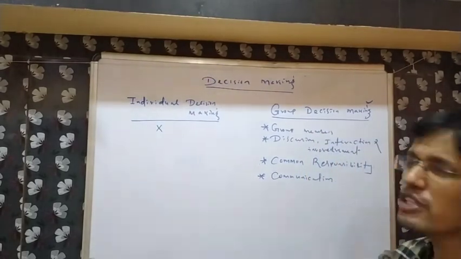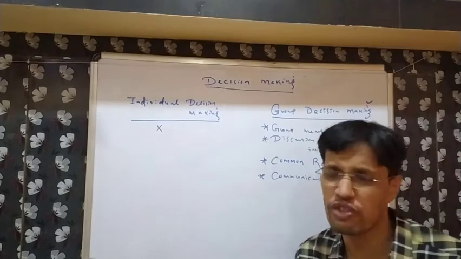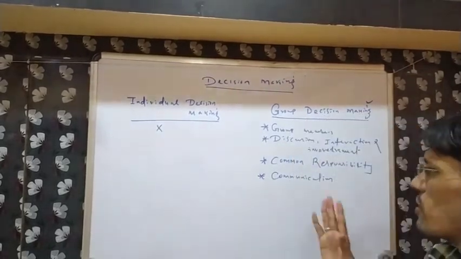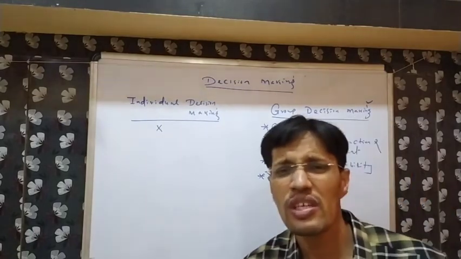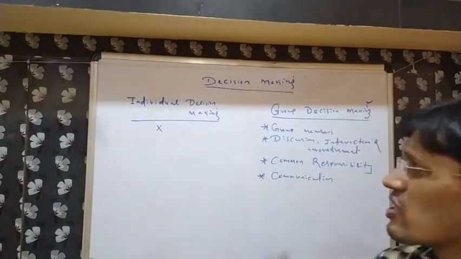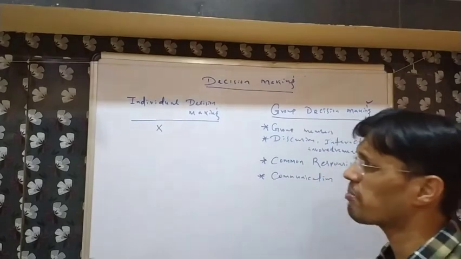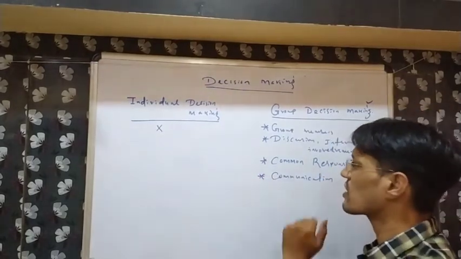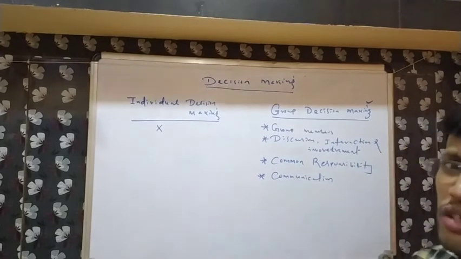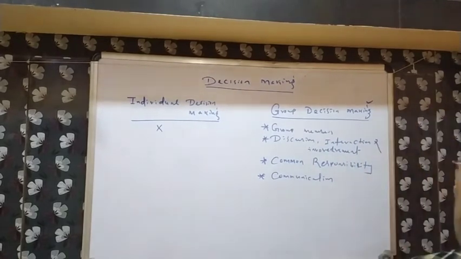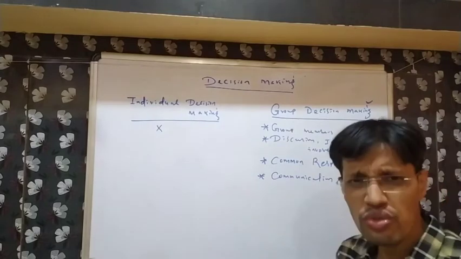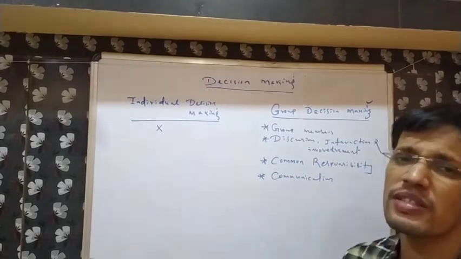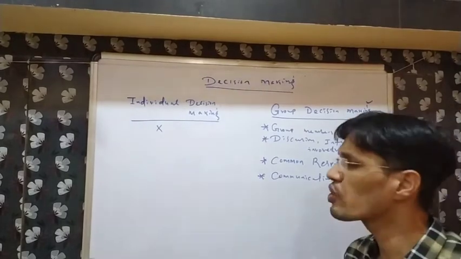Common responsibility is not functioning; in individual decision making, it is individual responsibility. And communication is not highly necessary in individual decision making, which is not a part of our course. I don't want to go into detail of individual decision making. Rather, I am discussing to understand what group decision making process is. Students, next come the major advantages and disadvantages of group decision making.